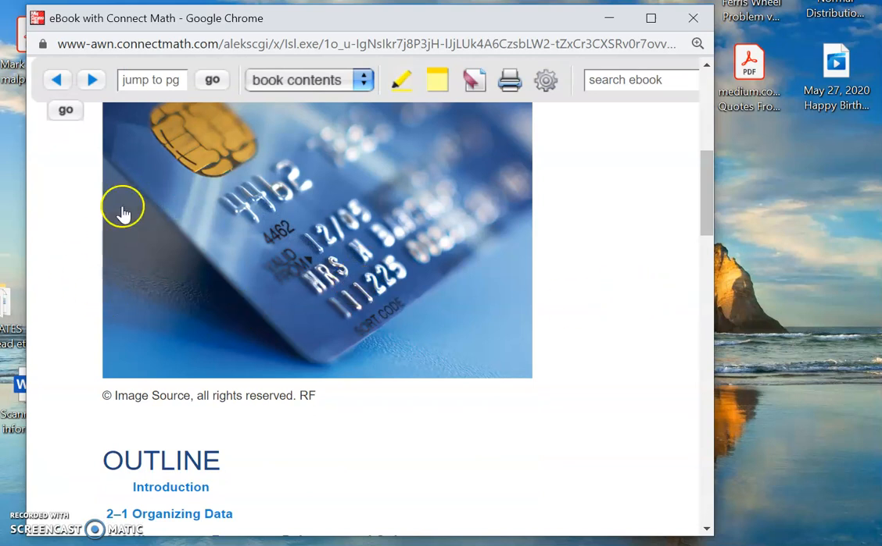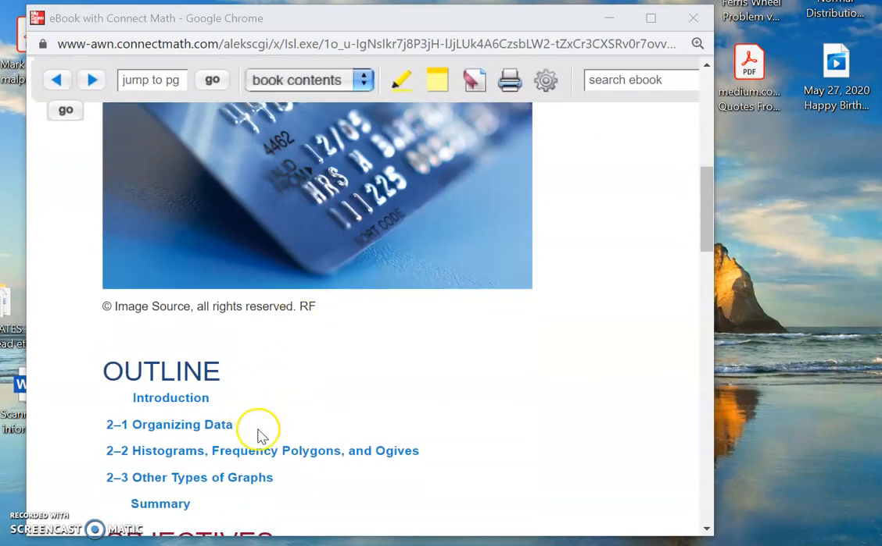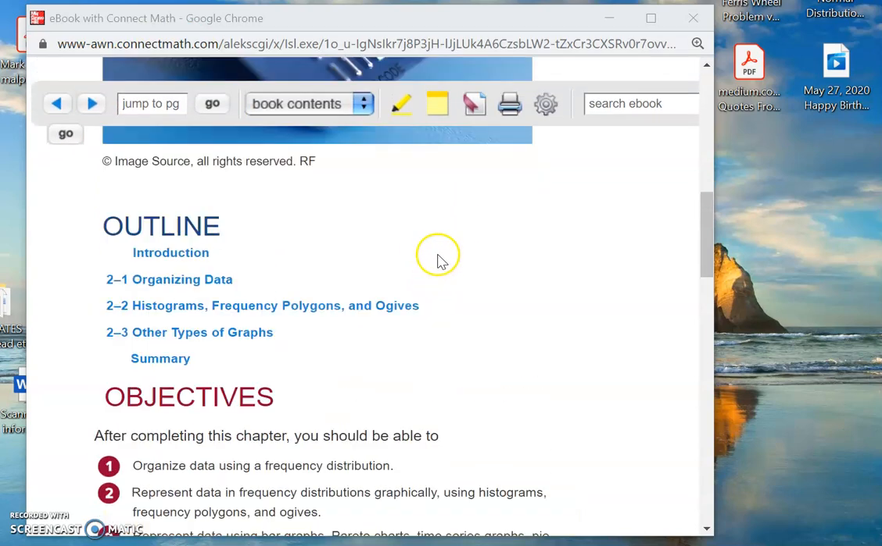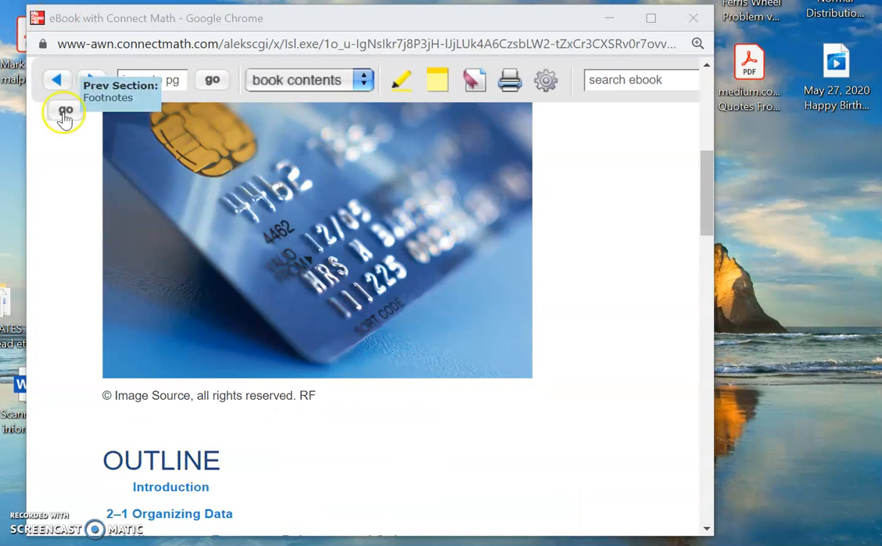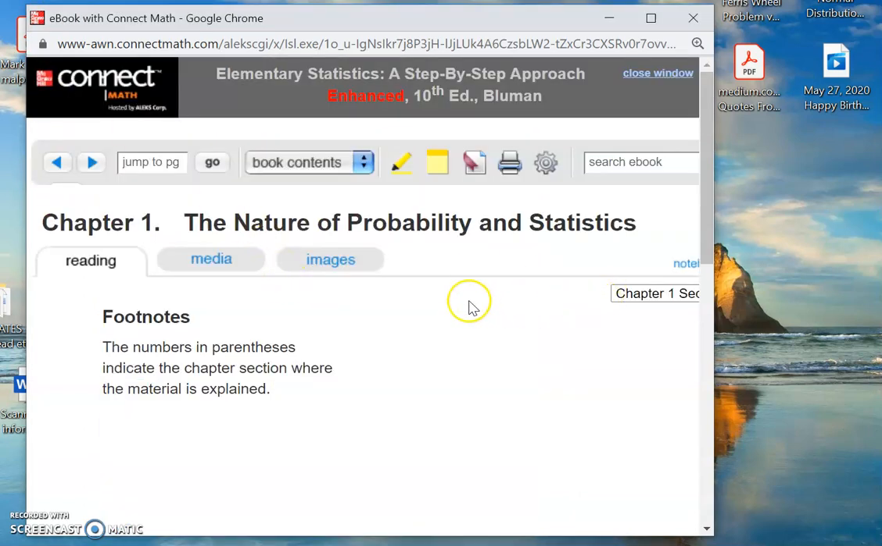Oopsie, hold on one second. Technical difficulties. Okay, so chapter 2 talks about how to organize the data, make it useful for you, how to graph it, how to make cartoons or pictures that will help you explain things. So obviously that's very important. Oh man. All right, sorry, I had a little technical difficulty there again. Okay, let's go back then to, oh man.